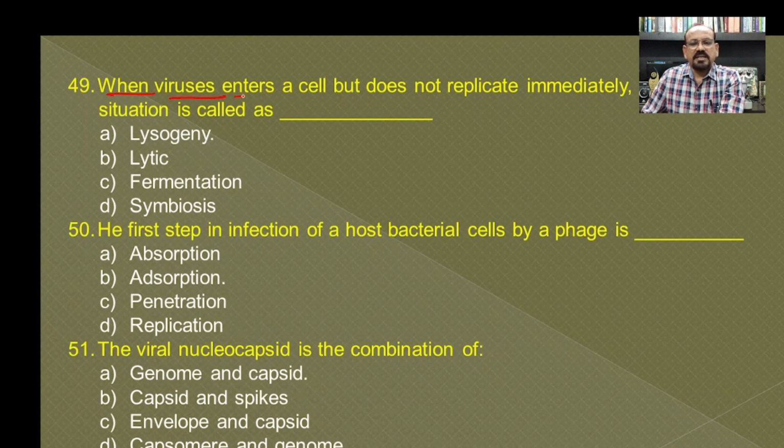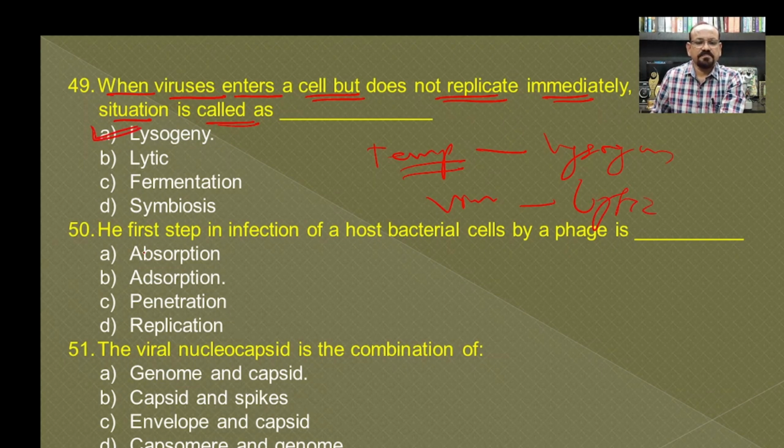When viruses enter a cell but do not replicate immediately, the situation is called, as I told you earlier, there are two different types of viruses, the virulent phages and the temperate phages. Here we are talking about the temperate ones, and the temperate ones are responsible for lysogeny and the virulent ones are for the lytic cycle. So here the answer will be A, that is lysogeny.